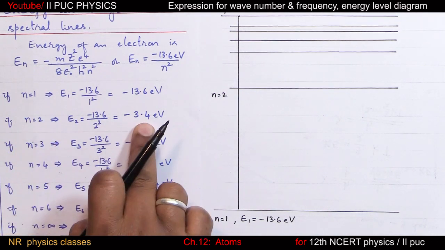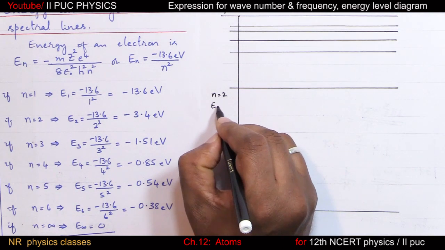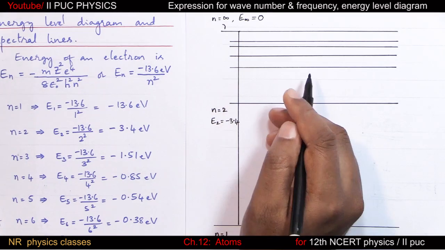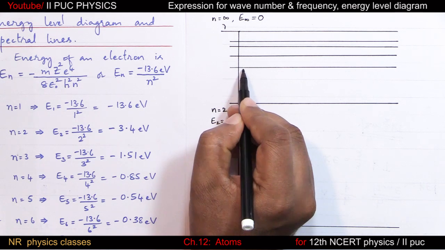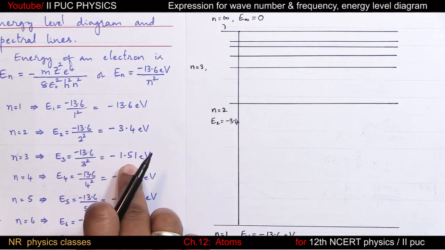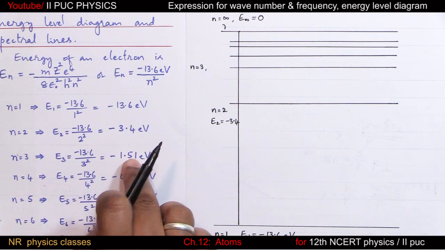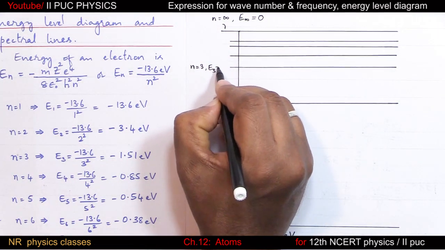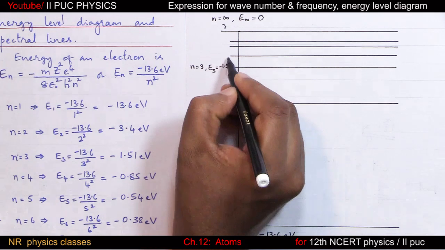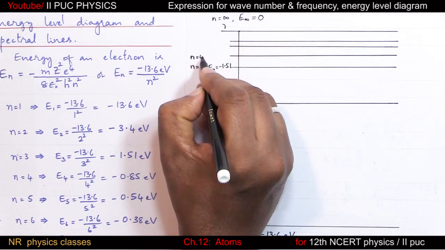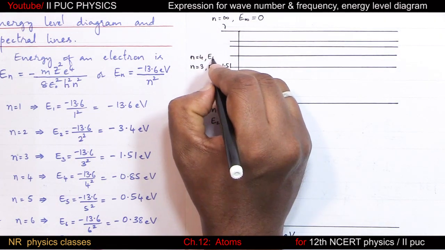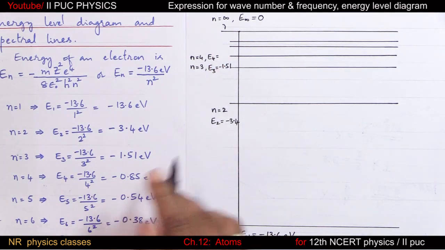And energy of the second level is E2 equal to minus 3.4 eV. Now let me write a little bit carefully. This is n equal to 3, and energy of the third state is E3 equal to minus 1.51. E4 is minus 0.85. So this is E4, n equal to 4.